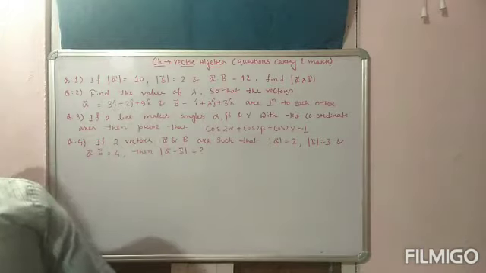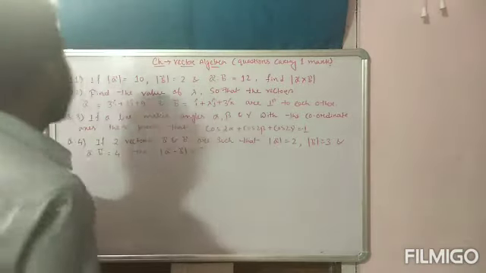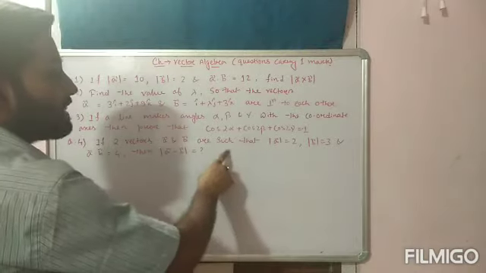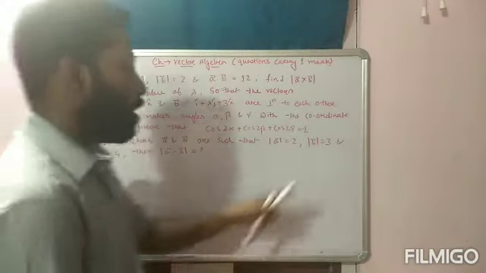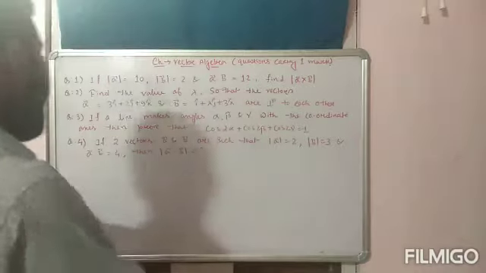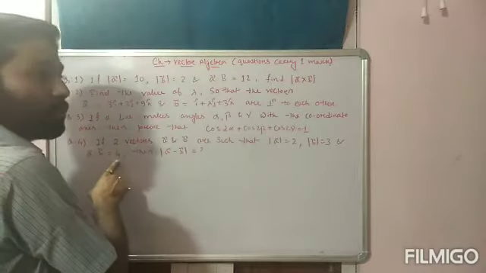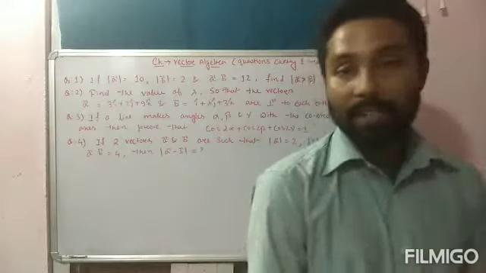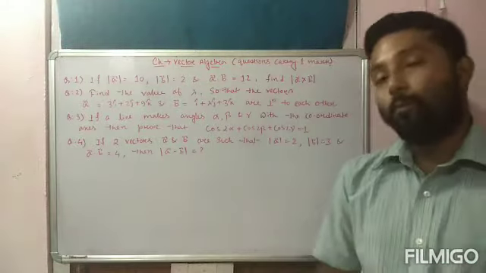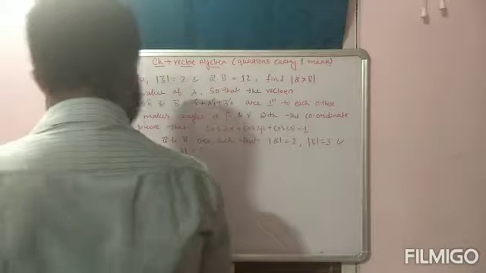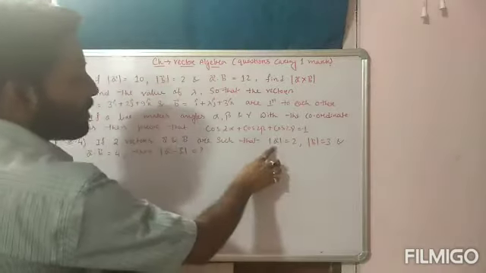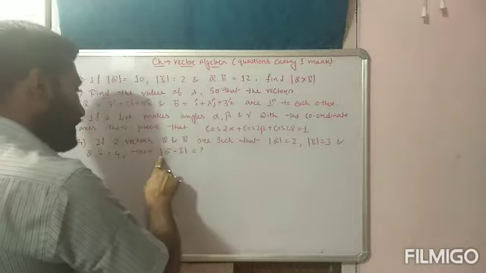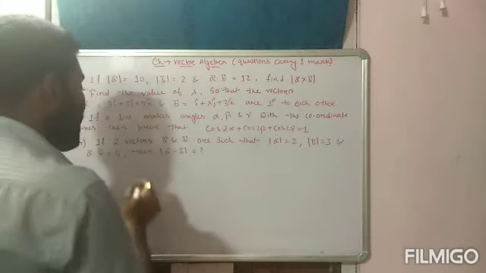What is given in question number 4? If the two vectors A bar and B bar are such that mod A bar is equal to 2, mod B bar is equal to 3 and A bar dot B bar is equal to 4, then what is the value of magnitude of A bar minus B bar? Okay, you are asked to find the value of mod of A bar minus B bar. So here also 3 datas are given, mod A bar, mod B bar and A bar dot B bar. But you are asked to find mod of A bar minus B bar.